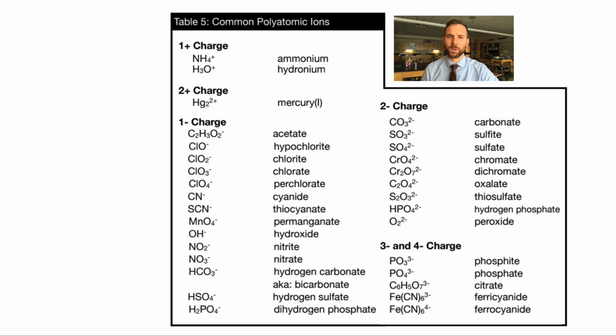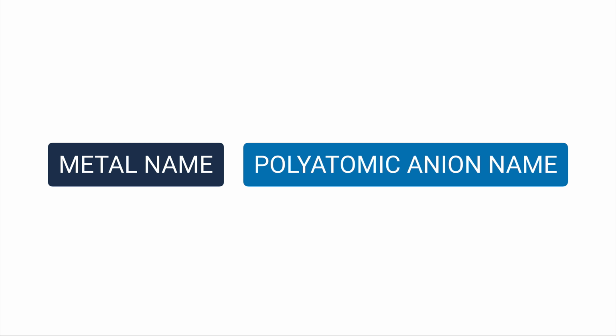Now, polyatomic ions can be negative or positive. Most often, they're negative. If you look at that table, you'll see that most of the polyatomic ions have a negative charge. And so the general formula for naming these things is going to be to name the metal element that a polyatomic anion has bonded to. And so you end up with metal name, space, polyatomic anion name.